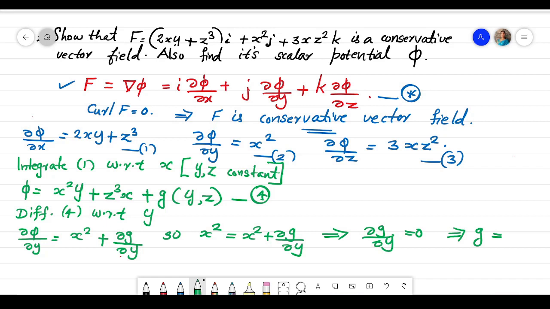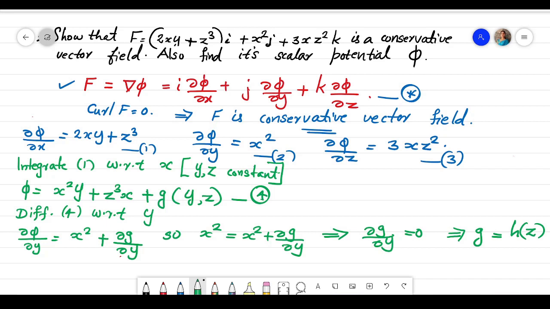Actually here you know g is a function of y and z, and here we are differentiating with respect to y. At that time z is a constant. Here dou g by dou y equal to 0, that implies g is a constant. So we can represent g as a function of z. As z is a constant, h of z is also a constant. So g is equal to h of z.